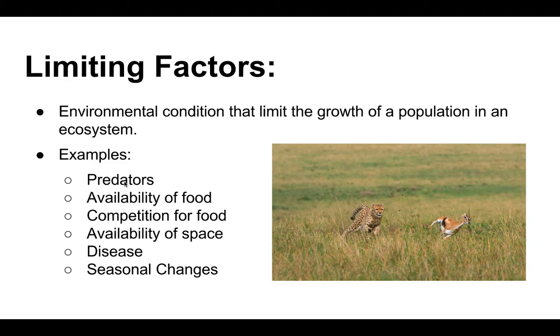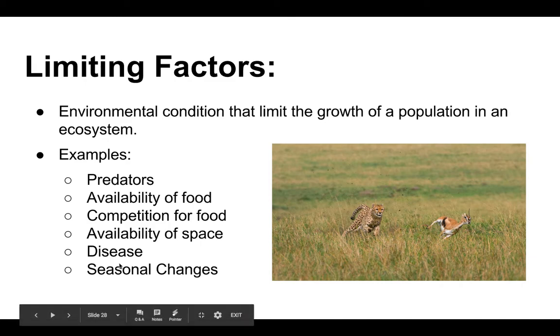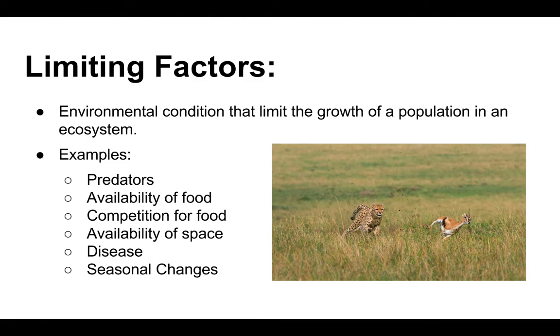But there's other ones as well, right? It could be the availability of food, competition for food, how much space there's available. Disease could definitely be one, especially as a population gets really, really big. It's a lot easier to spread disease, so the disease could kind of help keep the population in check as well. And then seasonal changes could also play a factor in terms of how well a population can survive and reproduce as well. All right. So what happens when you have limiting factors?